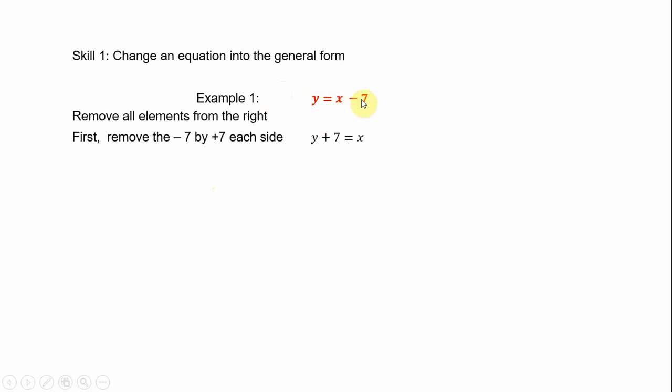Remove the -7 by adding 7 to each side. So that's what I've done. The y becomes y plus 7. The x minus 7 is now just x. Second step. We've got to remove the x so it's all equal 0. So -x each side. And that's what I've done here. Y plus 7 becomes -x plus y plus 7 and equals 0. That's what we want.